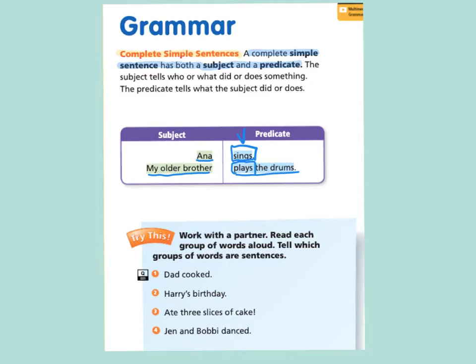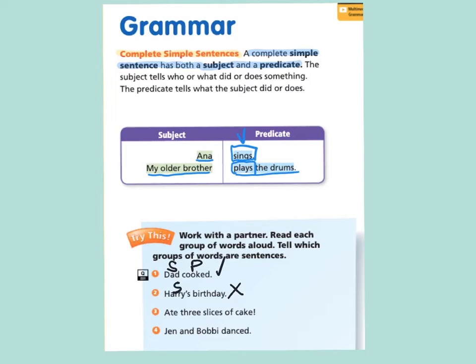Does this one have a subject? Dad. Does it have a predicate? It tells what he did. It's a verb. Cooked. So this one is a sentence. Harry's birthday. Does it have a subject? Yes, Harry. Does it have a predicate? Is it telling what Harry did? Nope, there's no verb. So this is not a sentence. You would need to add more to that for it to be a sentence.